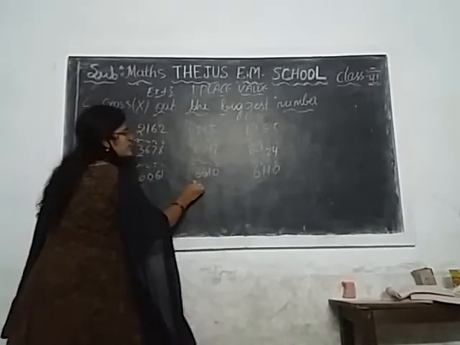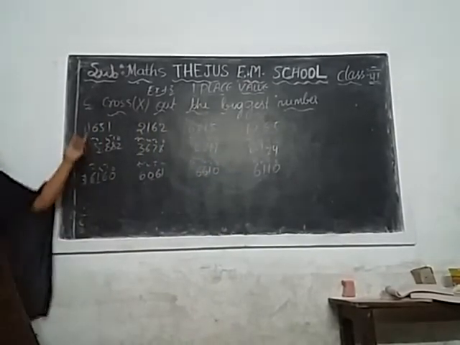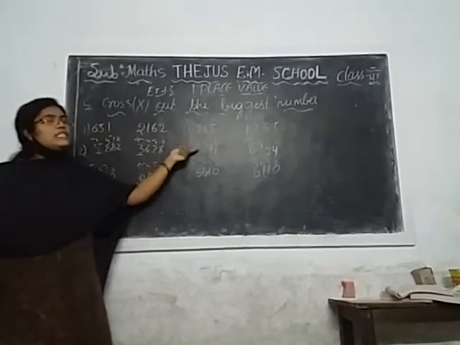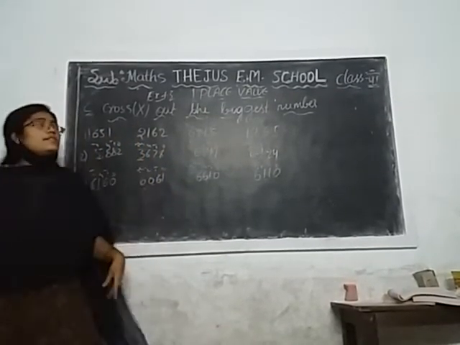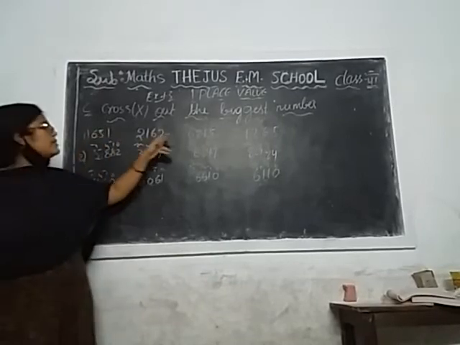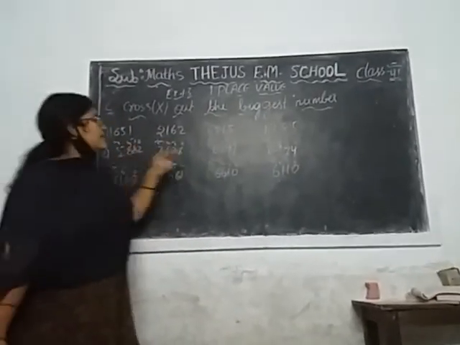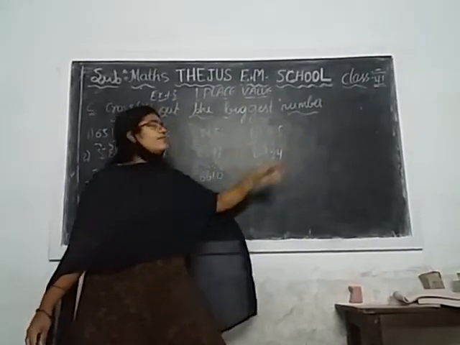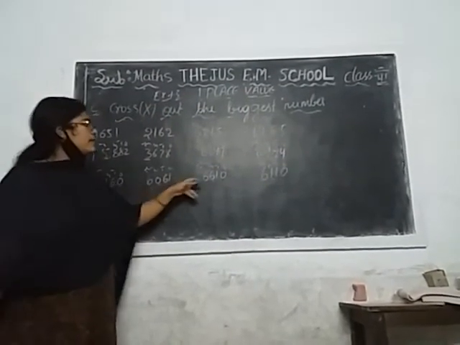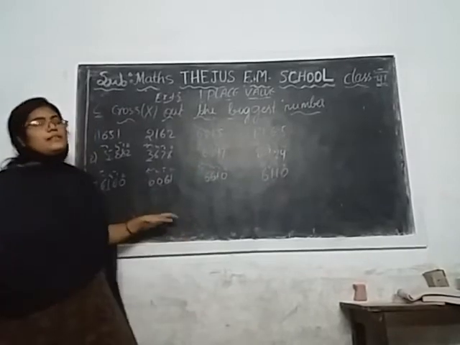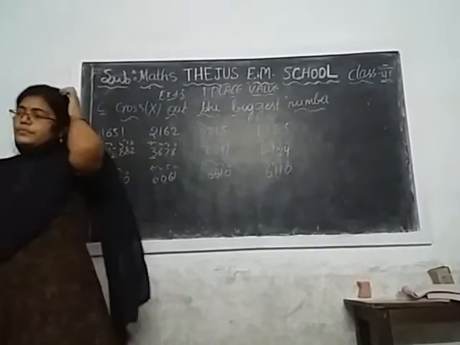So cross this number. Okay, we have to compare the place values with each and every number, and we have to cross the highest number. In this first sum, 6215 is the biggest number. In the second one, 8924 is the biggest number. In the third one, 6610 is the biggest number. Okay, note it down.